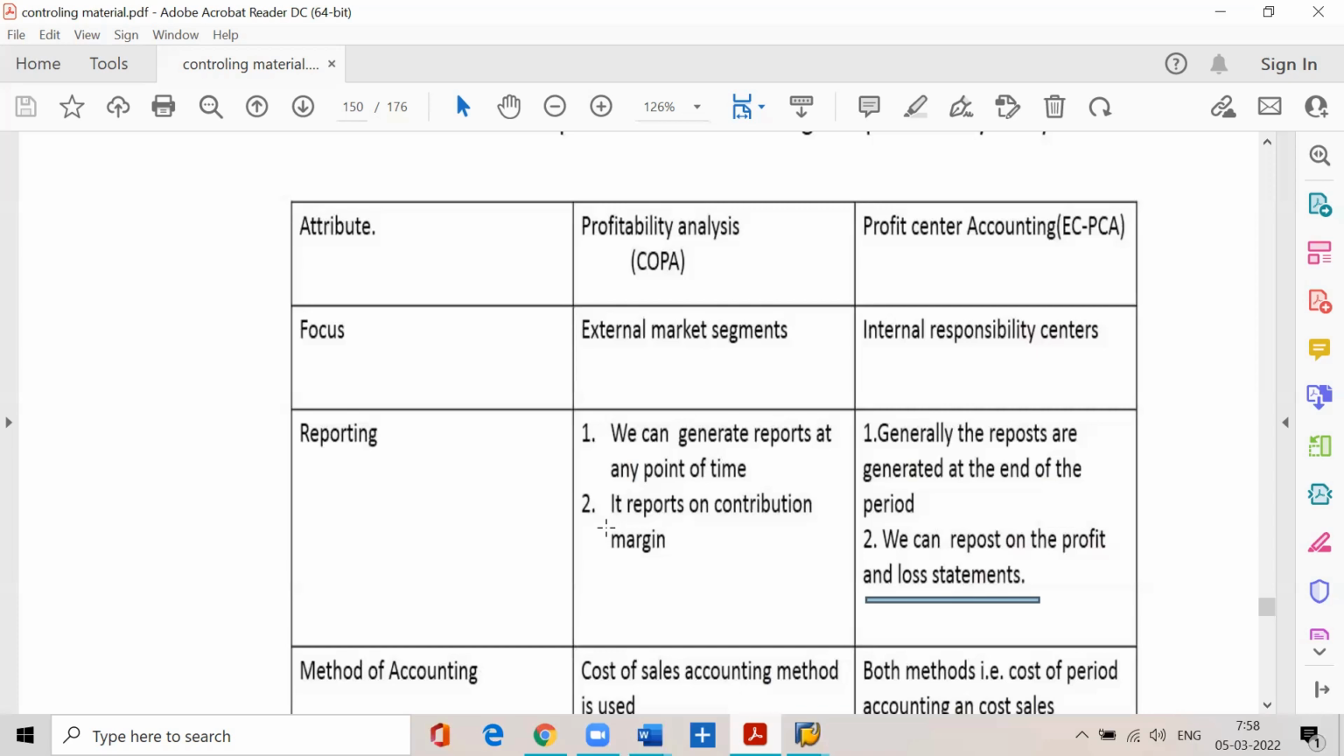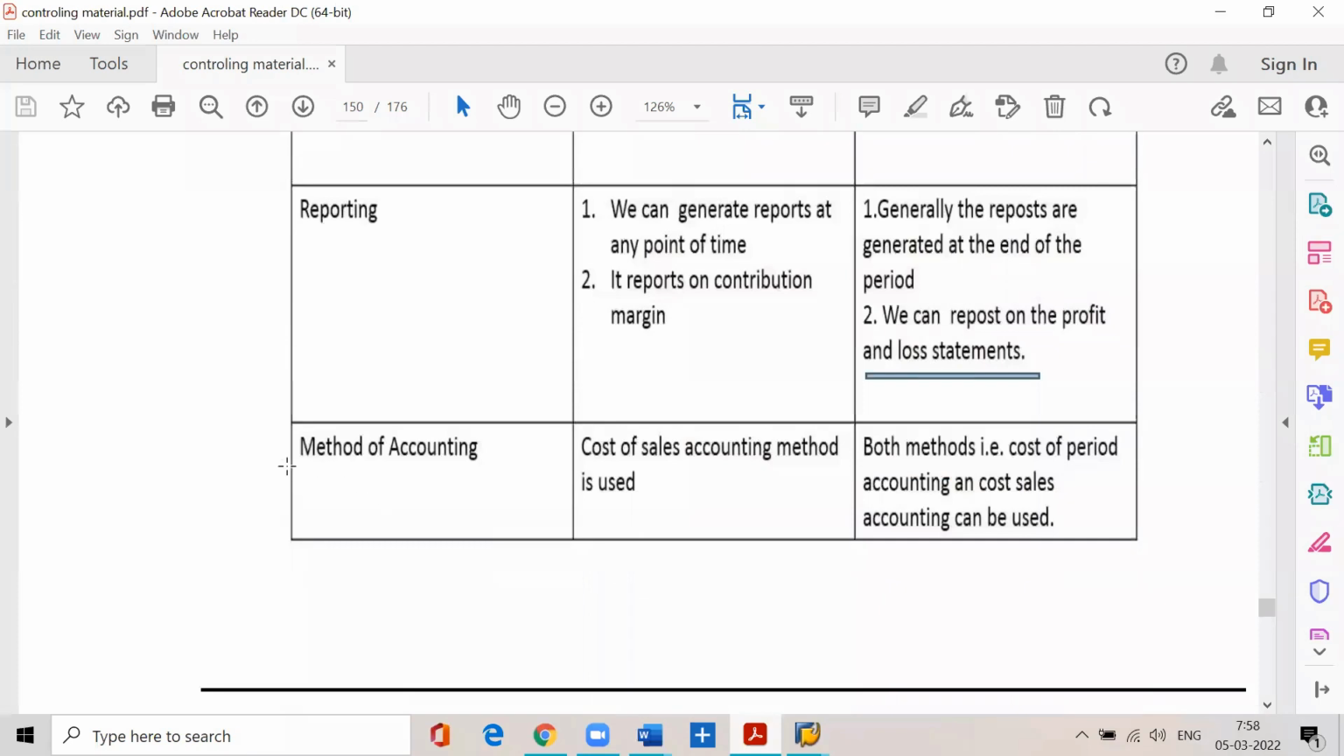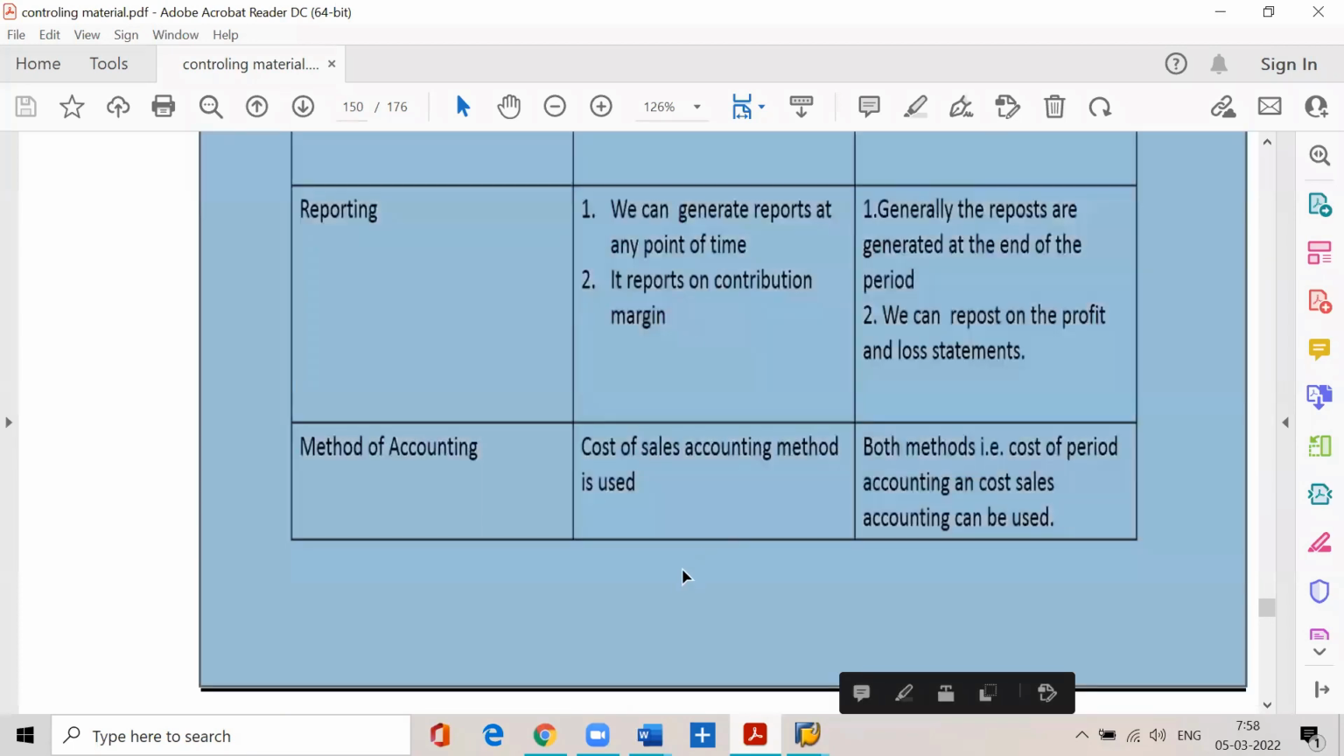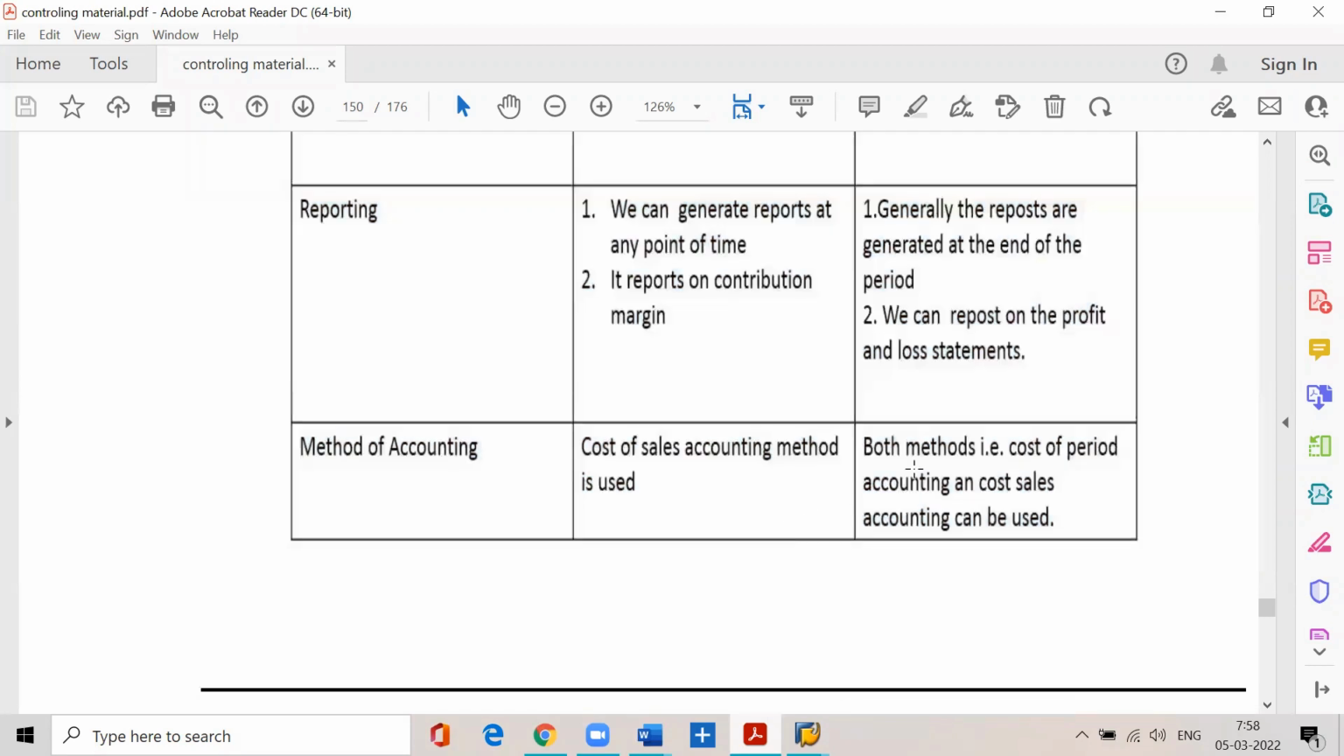But in the case of profit center accounting, there is no concept of contribution margin. We straight away report on profits, net profits. Then, method of accounting. In the case of COPA, we use the cost of sales accounting method. Then, in the case of profit center accounting, we can use both methods of accounting, that is cost of period accounting and cost of sales accounting.